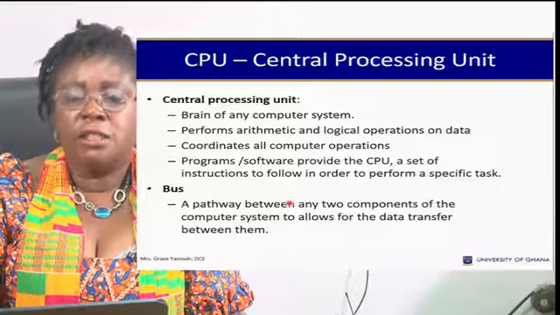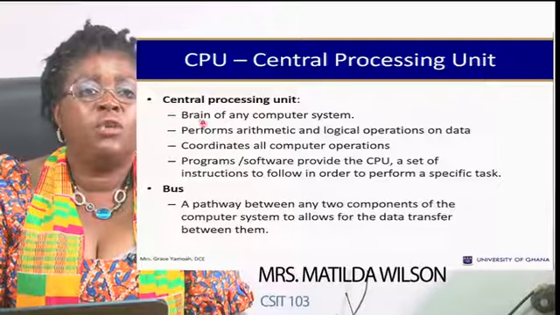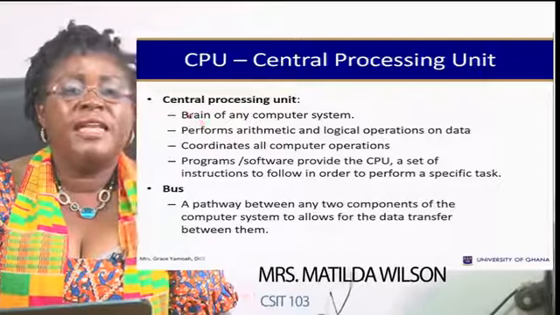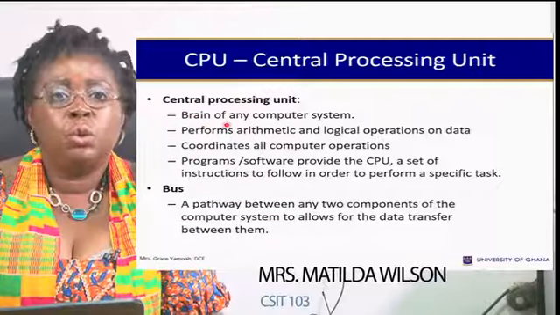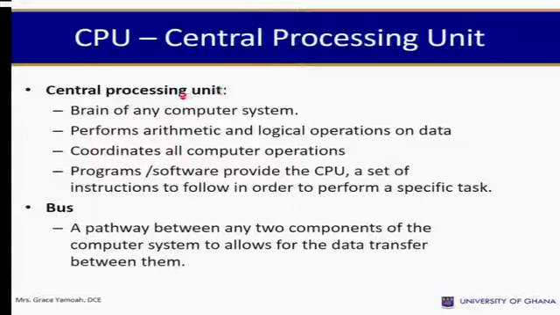We have the central processing unit, which I mentioned consists of 2 main devices, the ALU and the control unit. The central processing unit is the brain of any computer system. It performs arithmetic and logical operations on data. It coordinates all computer operations. Programs, software, provide the CPU a set of instructions to follow in order to perform a specific task. These instructions are always processed by the central processing unit.